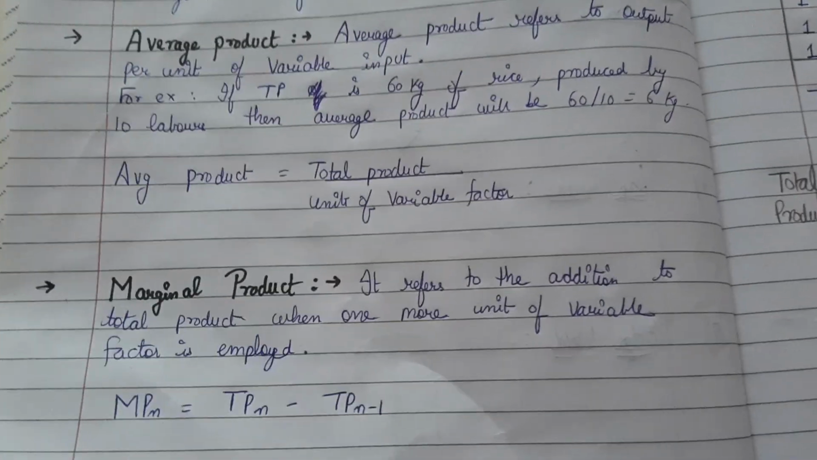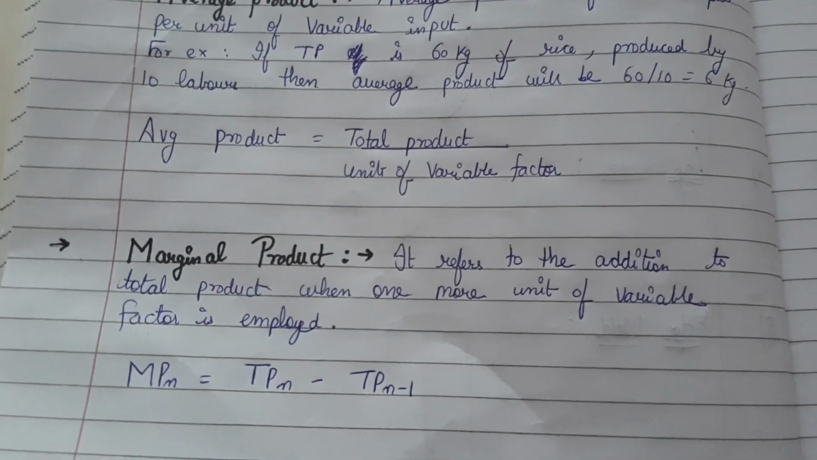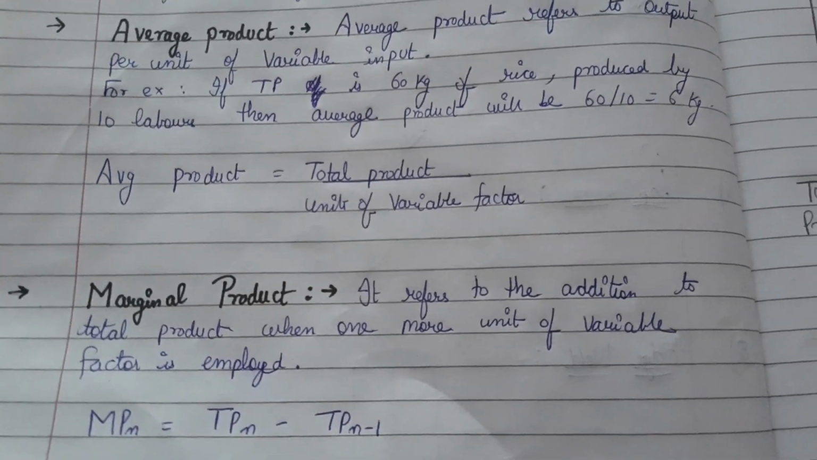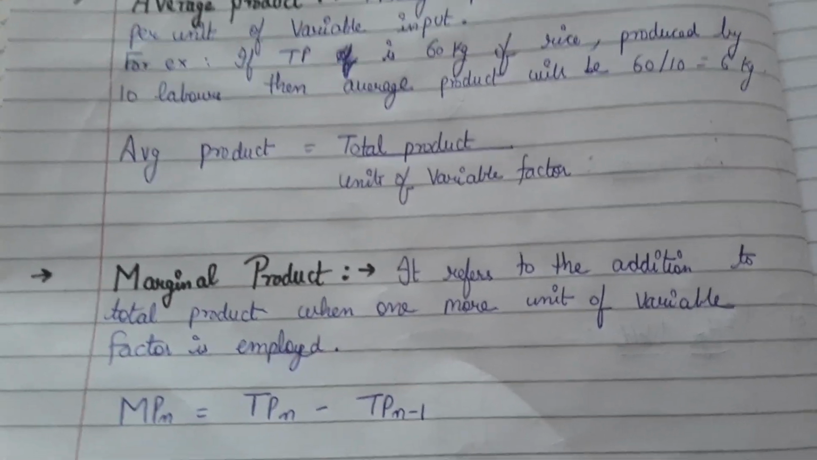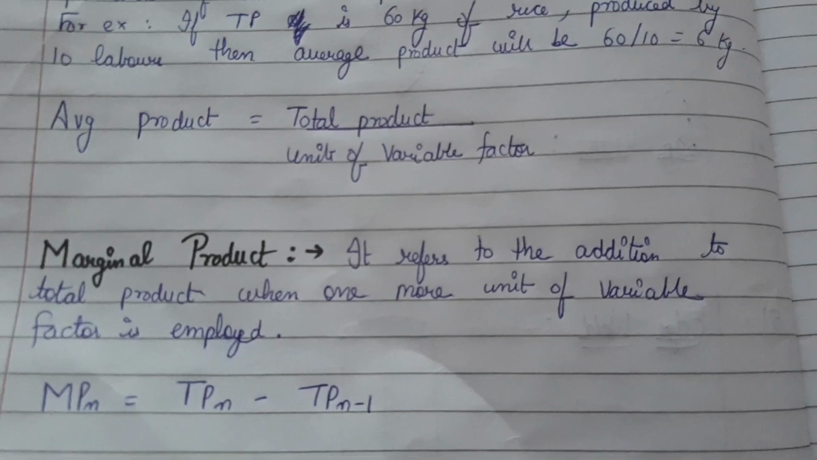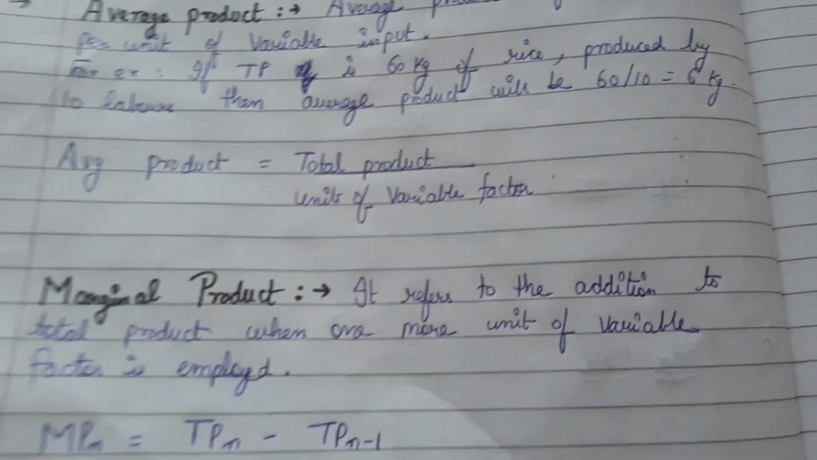And the marginal product talks about the extra product, the addition in the total product when one more unit of variable factor is employed. The extra product we got when we employed another laborer in the previous discussion of a land is the marginal product.